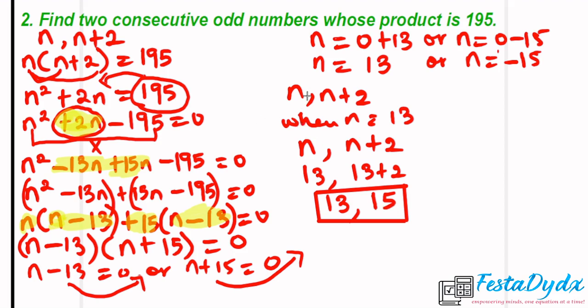So the consecutive odd numbers are 13 and 15. Remember how we got it? n comma n plus 2. Since n is equal to 13, the answer is 13 comma 13 plus 2, which is 13 comma 15. Now if we check them and multiply them together, 13 times 15 will give us 195. So the answer for question number 2 is correct. Now let's move to question number 3.